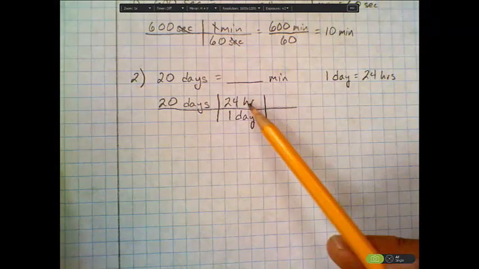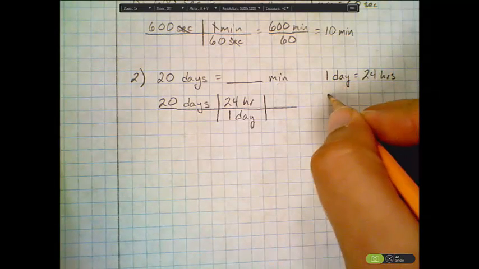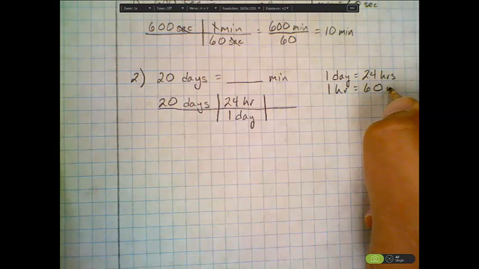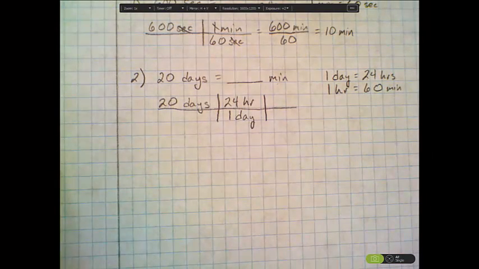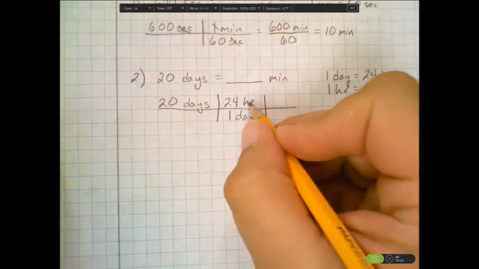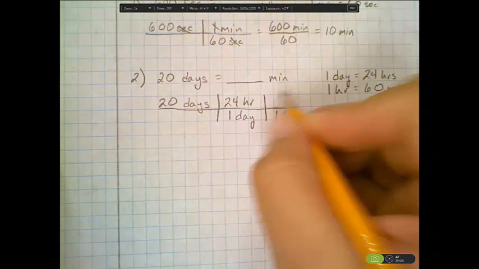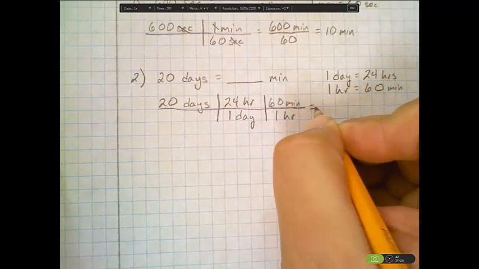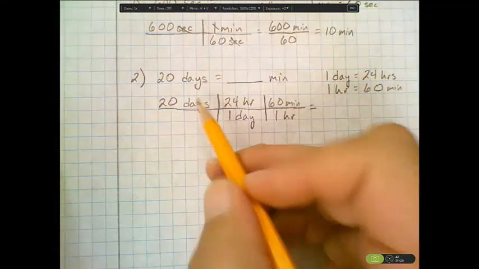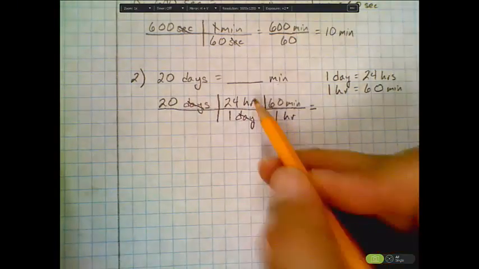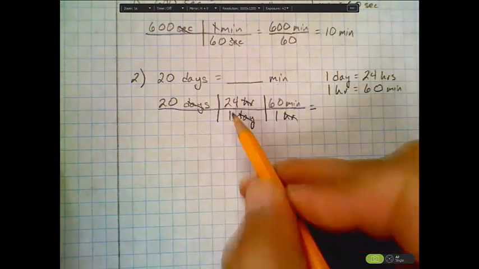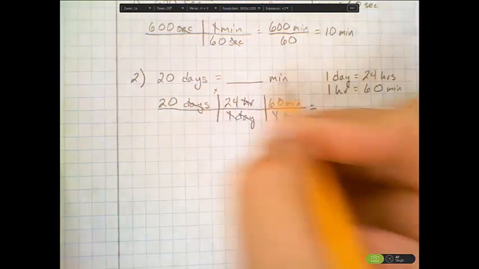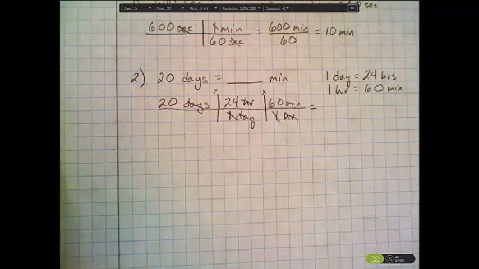We also know, now that we're going from hours to minutes, that 1 hour is equal to 60 minutes. And so we have hours on the top, which means we're going to have hours on the bottom and 60 minutes on the top. And now we can cancel units. We can cancel the days on the top and the days on the bottom, hours on the top and hours on the bottom. We can cancel out all of our ones, and we're left with 20 times 24 times 60.